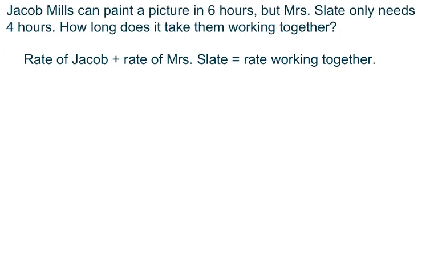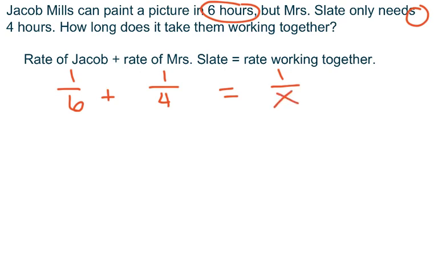Alright, so this one. Jacob Mills can paint a picture in 6 hours because he's an artist, but Miss Slate only needs 4 hours because she's old. How long does it take them working together? So same thing we're going to do. We're going to do the rate of Jacob, that's 1/6, plus the rate of Miss Slate, 1/4. And then we want to see the rate of them working together. Because we don't know that rate, we're going to do 1/x.